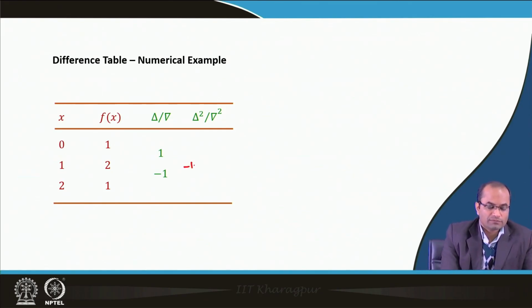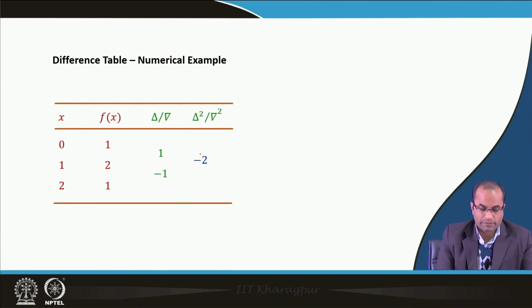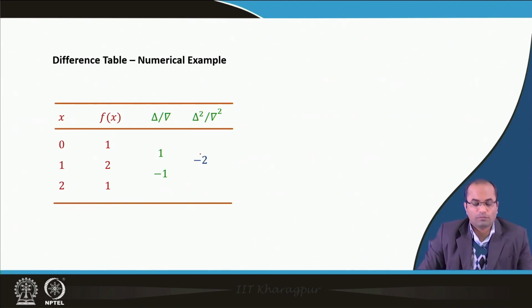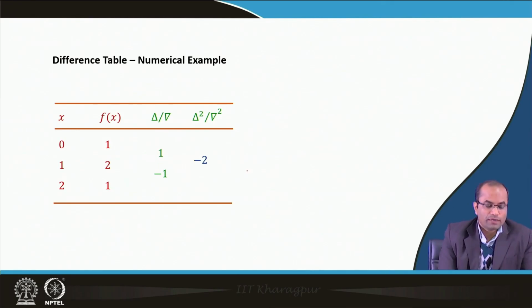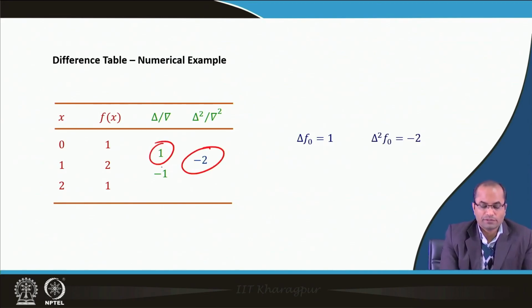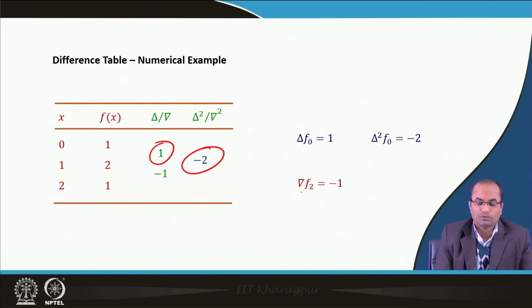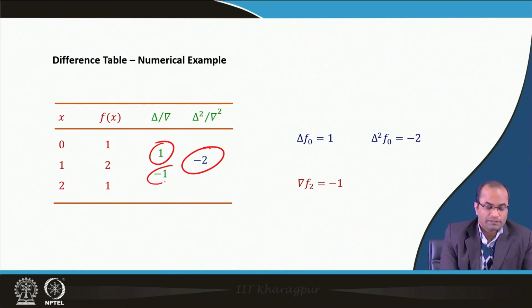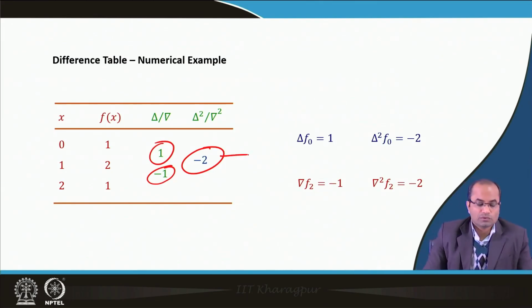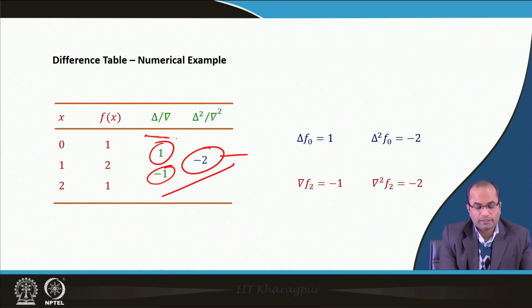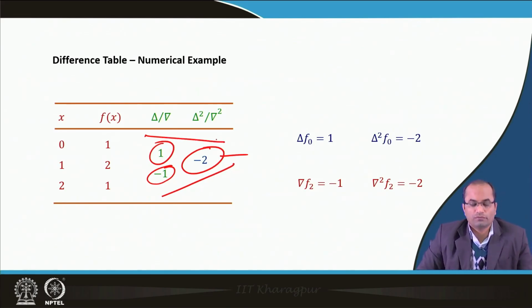So, here this minus 1 and minus 1. So, minus 2 will be coming as the second order operators. So, when we want to have the forward difference operator, that means the delta f 0, that 1 will be the value, and delta 2 f 0, that will be the value. When we are talking about the backward operator, so backward f 2 will be this one, and the second order backward operator on f 2, that will be this minus 2. So, we can use these values for the backward and those upper values for the forward operators.